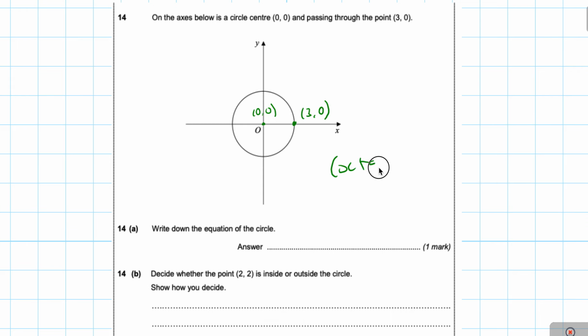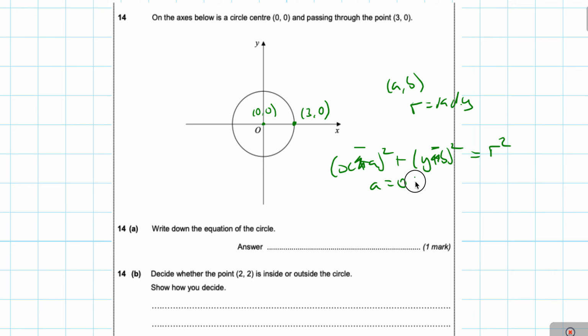The general formula of a circle is x minus a squared plus y minus b squared is equal to r squared. Here a and b are the centre of the circle, and r is equal to the radius. So here we know that a equals 0, b equals 0, so it's just going to become x minus 0 squared plus y minus 0 squared is equal to r squared. We know that the radius is this distance here, which is 3, so it's just going to be 3 squared. So simplifying it becomes x squared plus y squared is equal to 9.